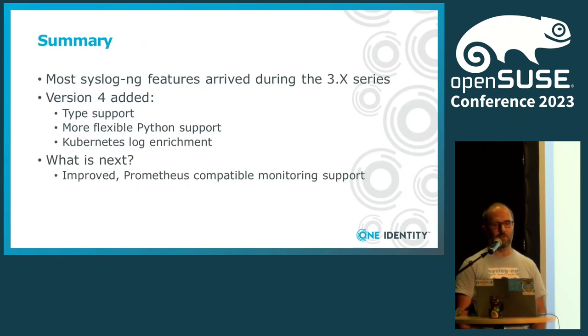So let me give you a quick summary of what I talked about. Most of the Syslog-ng features we know arrived during the version 3 series. Version 4 added type support to name value pairs, a lot more flexible Python support, and Kubernetes log enrichment. And currently, the main focus of development is adding improved and Prometheus compatible monitoring support.